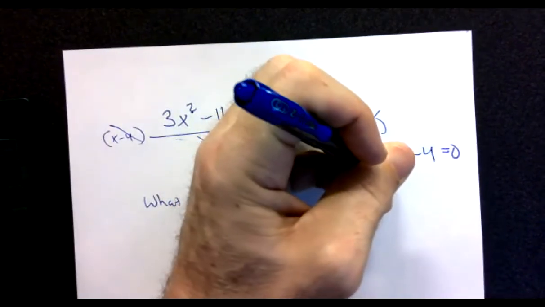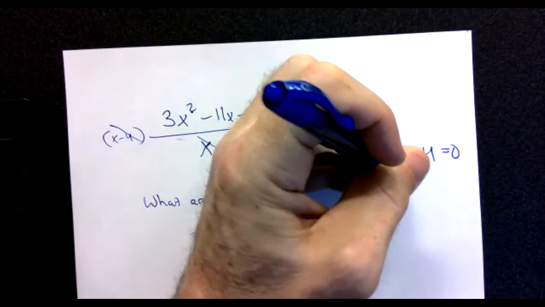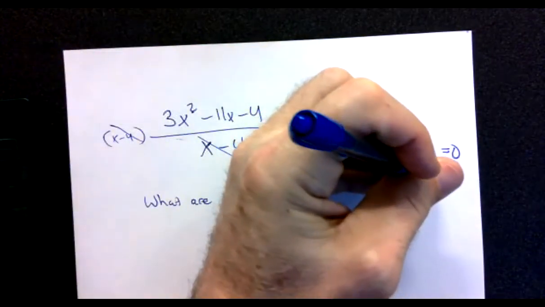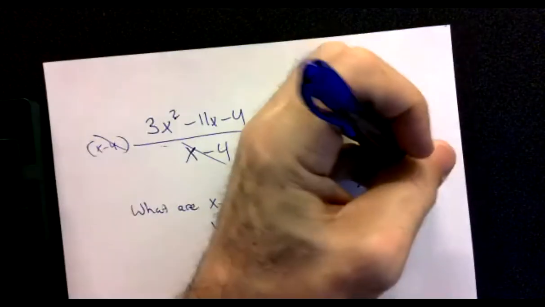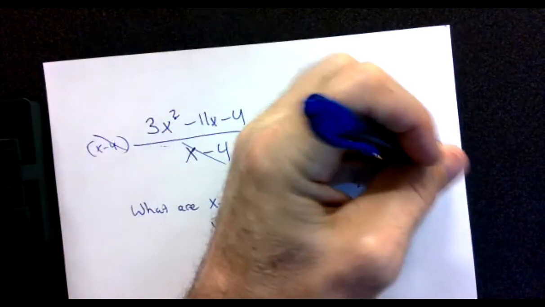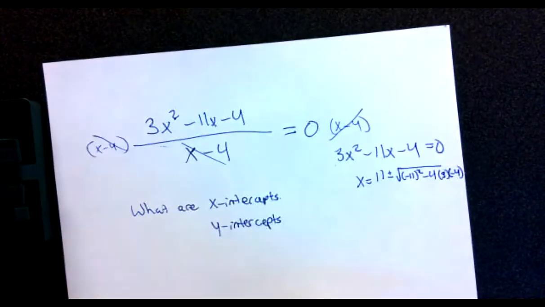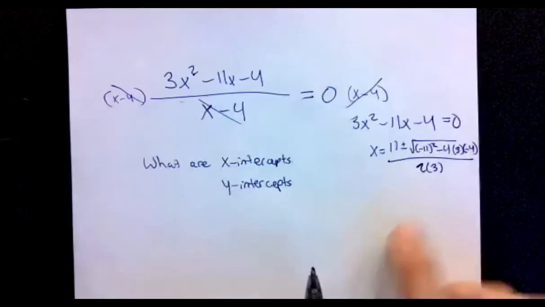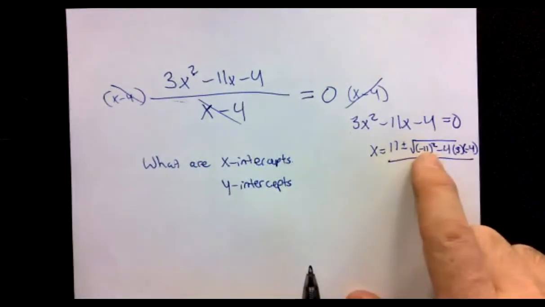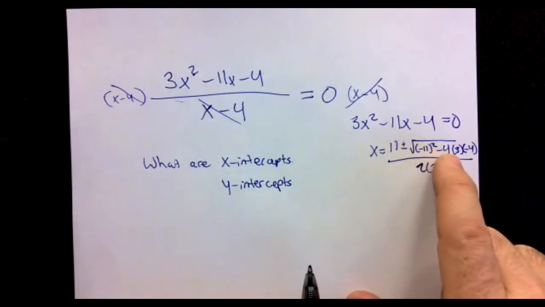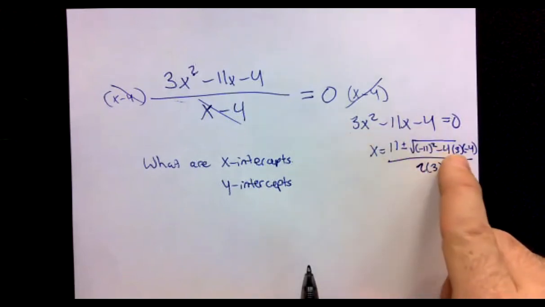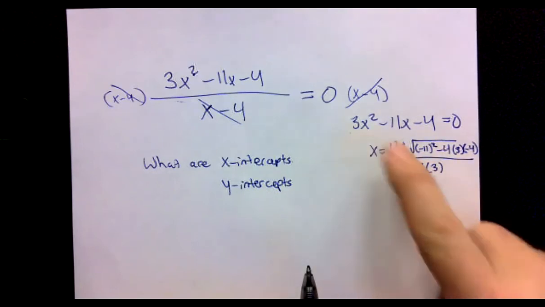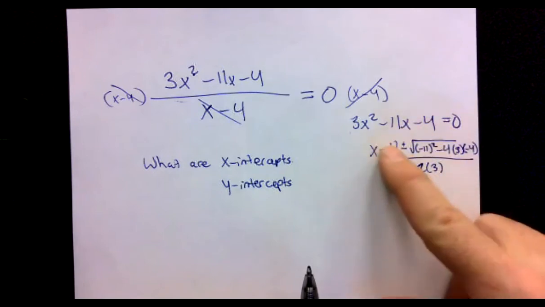So x equals negative b plus or minus the square root of b squared minus 4 times a times c, all over 2 times a. If you can't read those, b was negative 11, so there's 11. That's negative 11 squared. Minus 4 times a, which was 3, times c, which was negative 4. And then 2 times a, which is 3. So again, this comes from the quadratic formula.